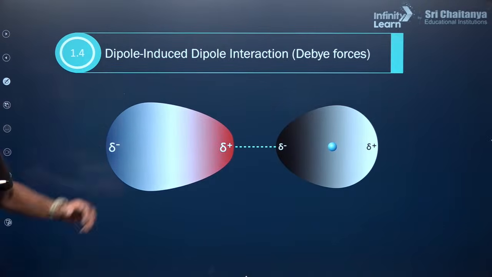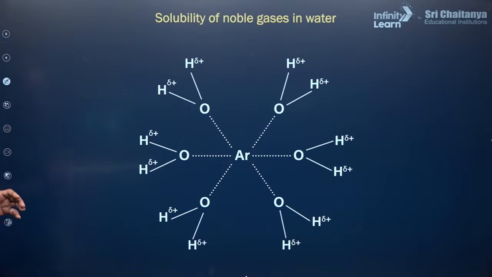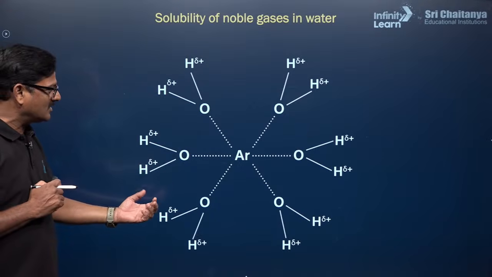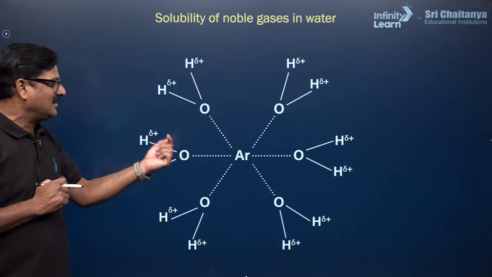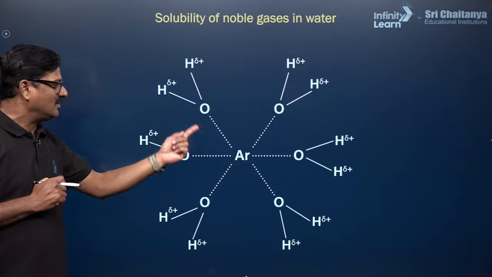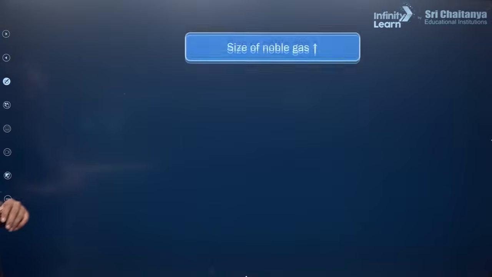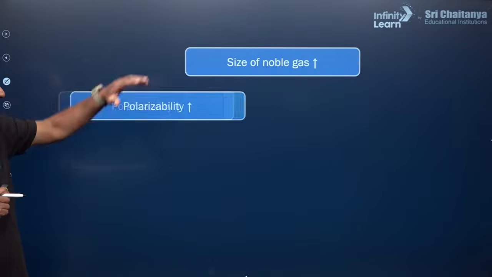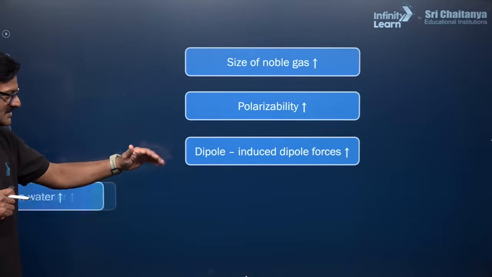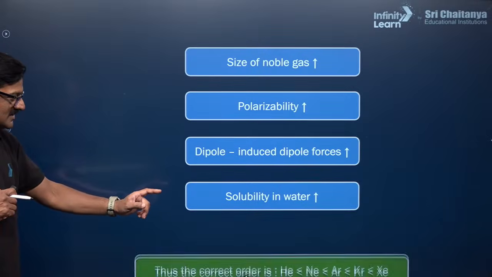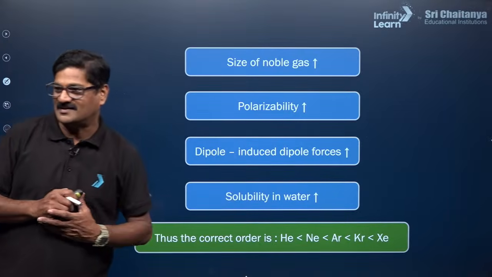And there is one more thing, London dispersion forces, which are the weakest forces with the least energy. Consider the solubility of noble gases in water. Maybe one or two moles of noble gases may be soluble, and dipole-induced dipole forces are an example of this. As the size of the noble gas increases, polarizability increases, so the dipole-induced dipole forces increase and the solubility in water increases. That's the reason the solubility of helium is less than neon, argon, krypton, xenon, and so on.